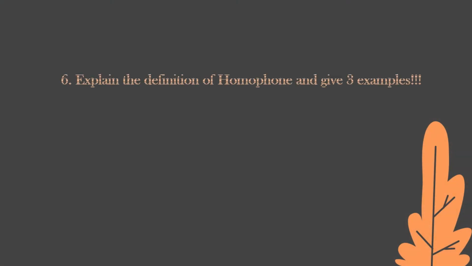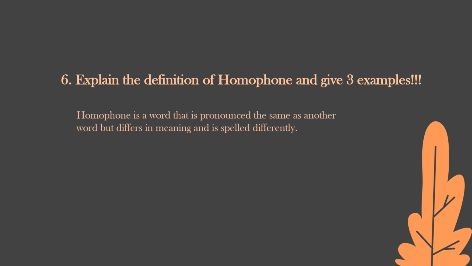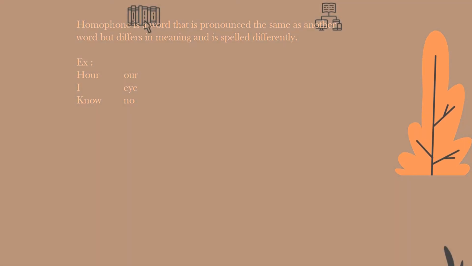Question 6. Explain the definition of homophone and give 3 examples. Homophone is a word that is pronounced the same as another word but differs in meaning and is spelled differently. For example, hour, I, and no.